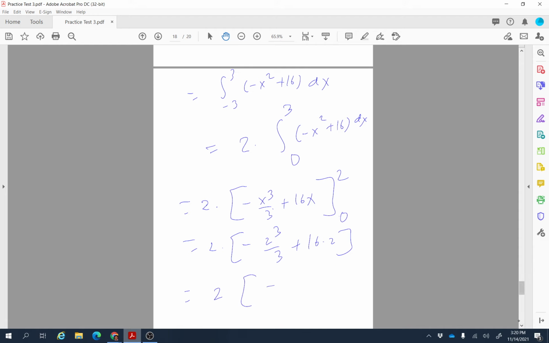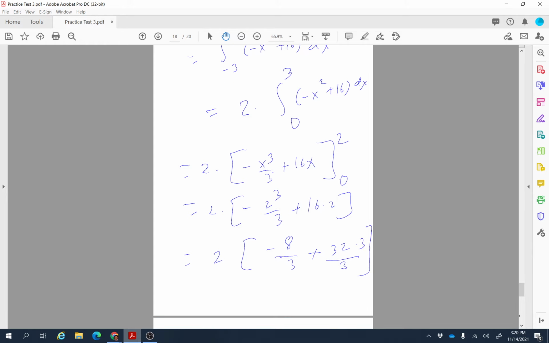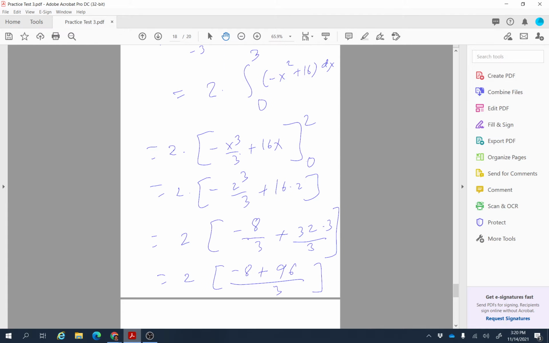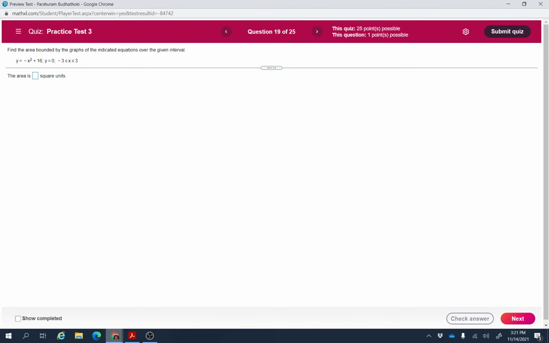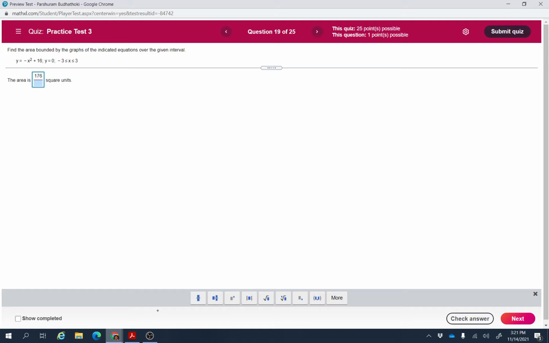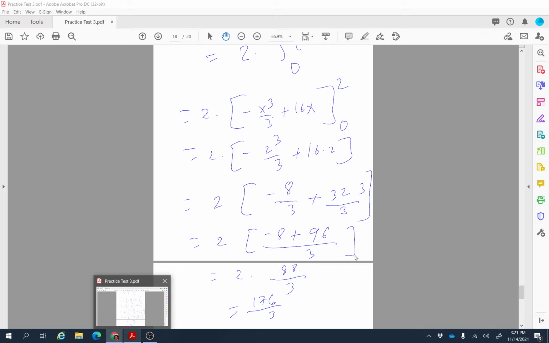This is 2 times negative 8 over 3 plus 16 times 2, which is 32, so we can make the same denominator by multiplying top and bottom by 3. Eventually there is a 2 times negative 8 plus 96 divided by 3, and then finally that will be 2 times, what is 96 minus 8? It is positive 88 over 3. If you multiply 2 times 88, which is 176 divided by 3. So the answer for this one is 176 divided by 3 square units, right?